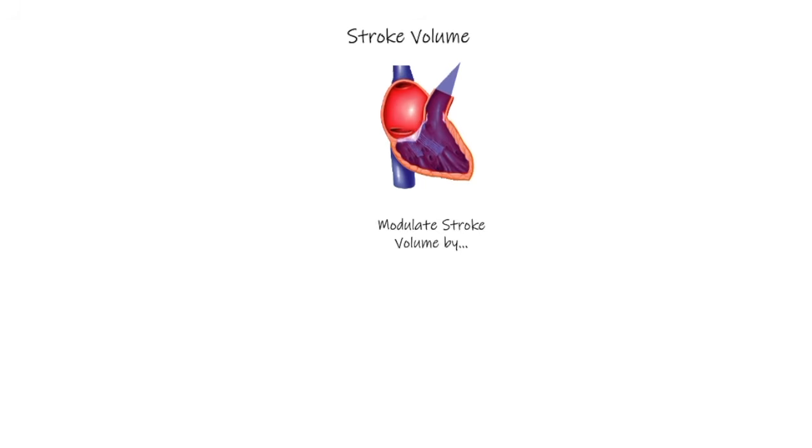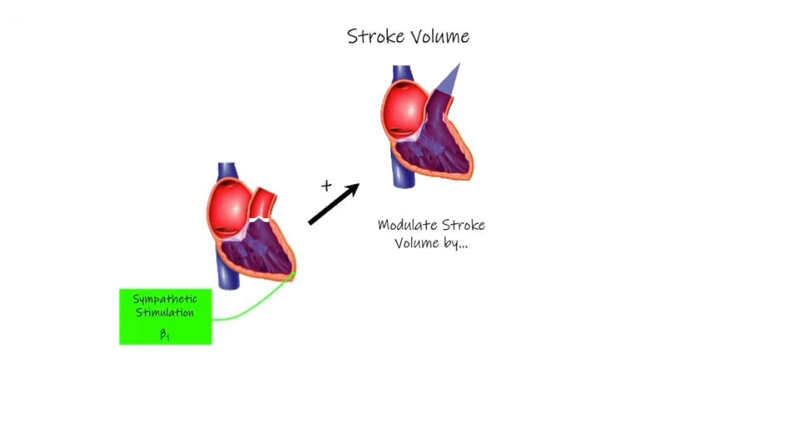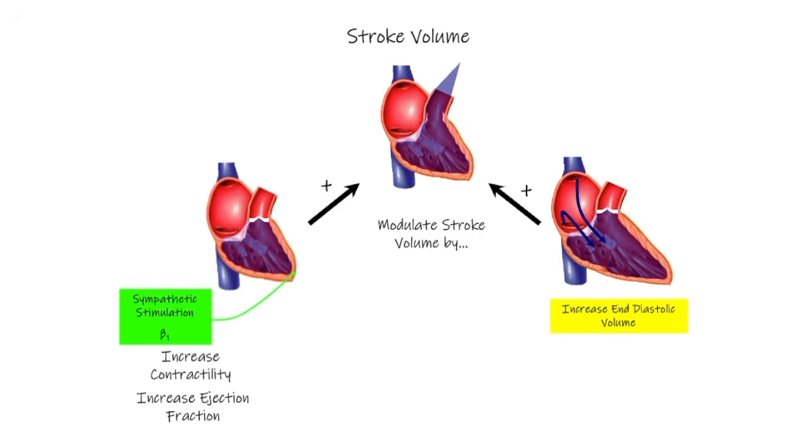So stroke volume can be modulated by a few different mechanisms. Modulate means to adjust. We can adjust stroke volume by sympathetic stimulation of the beta-1 receptors. This would be a change or an increase in contractility. That would be manifested as an increase in ejection fraction. We can also modulate stroke volume by changing end-diastolic volume. And we achieve that by alpha stimulation on veins, increasing venous return. This is our Frank-Starling mechanism.